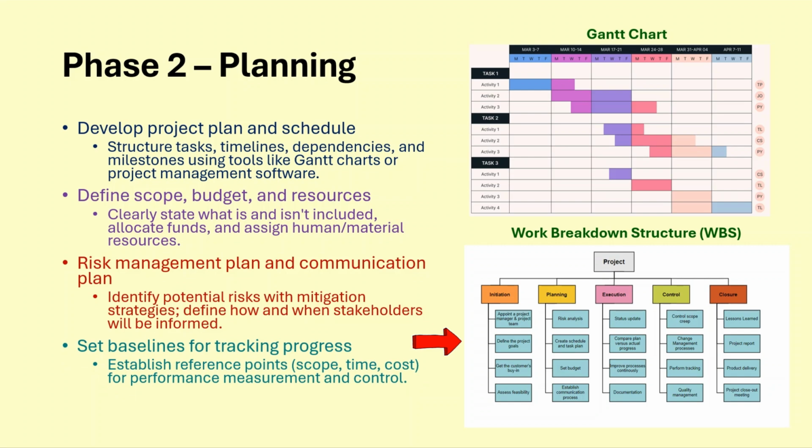The second tool is the Work Breakdown Structure, or WBS. This is a hierarchical diagram that breaks the entire project into smaller, more manageable sections. It helps project managers assign tasks, estimate costs, and track progress more effectively by giving a clear view of what needs to be done at every level. In summary, the planning phase sets the foundation for successful execution.